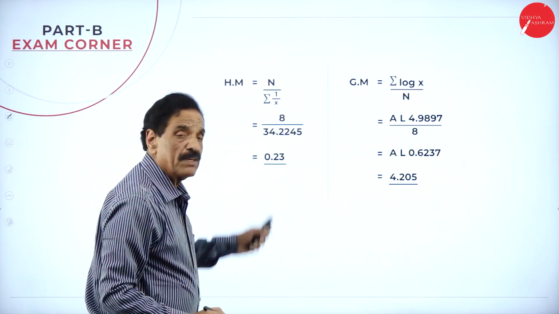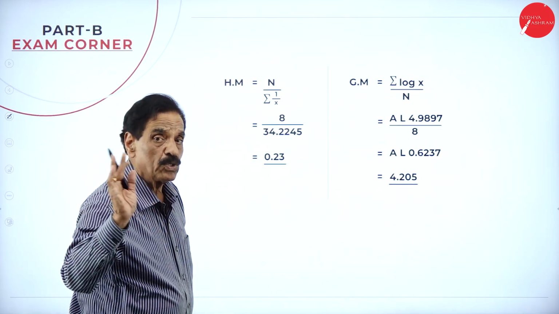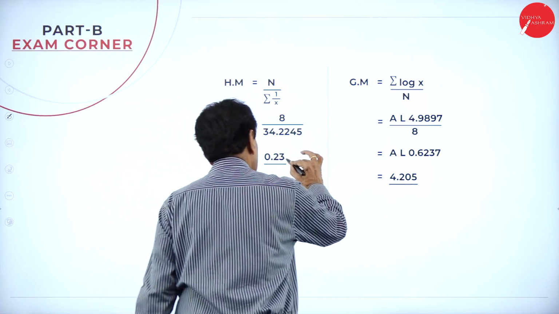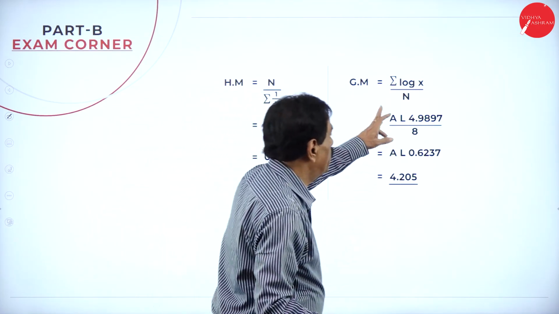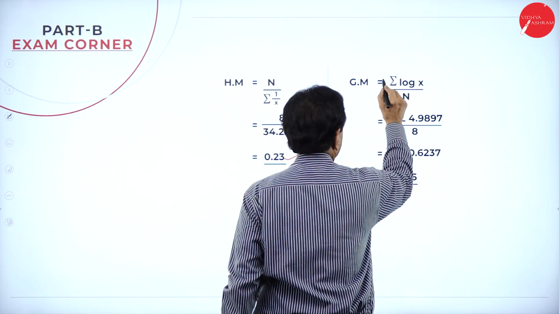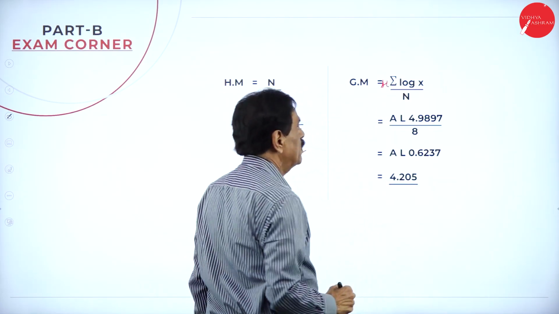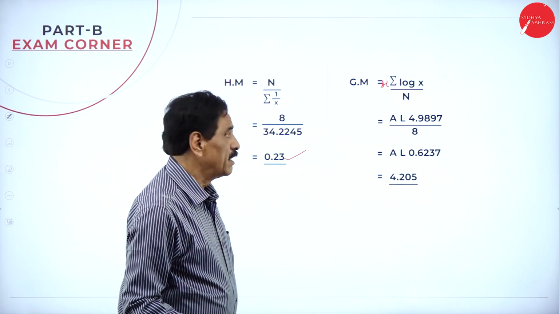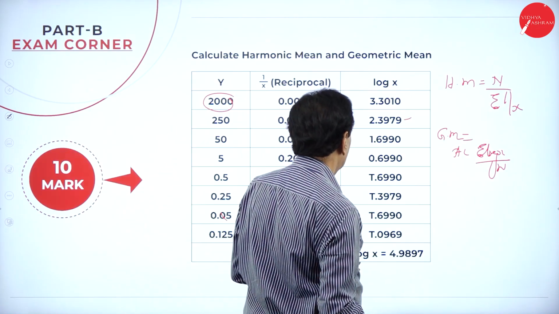This is 8 divided by 34.225, the answer comes 0.23. And sigma log x divided by n, anti-log. This is anti-log of sigma log x divided by n. So here, what is your sigma log x?